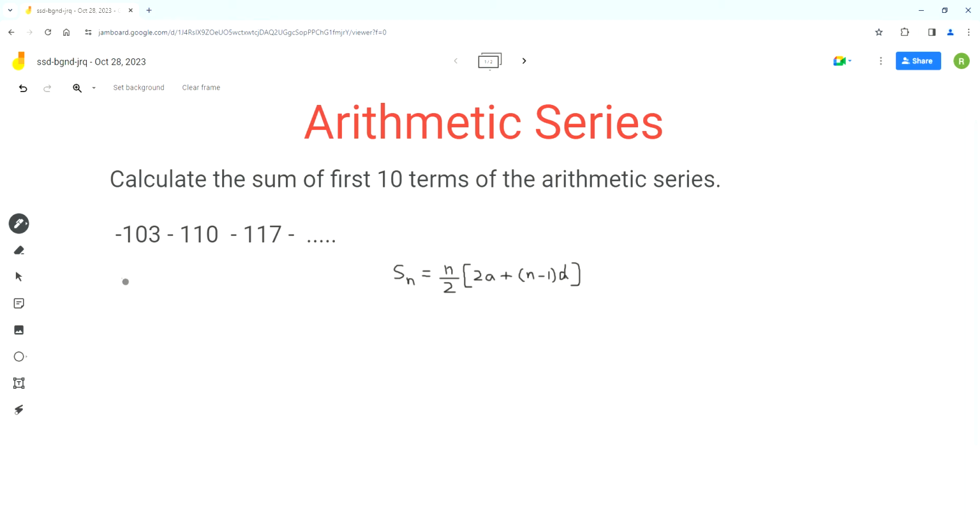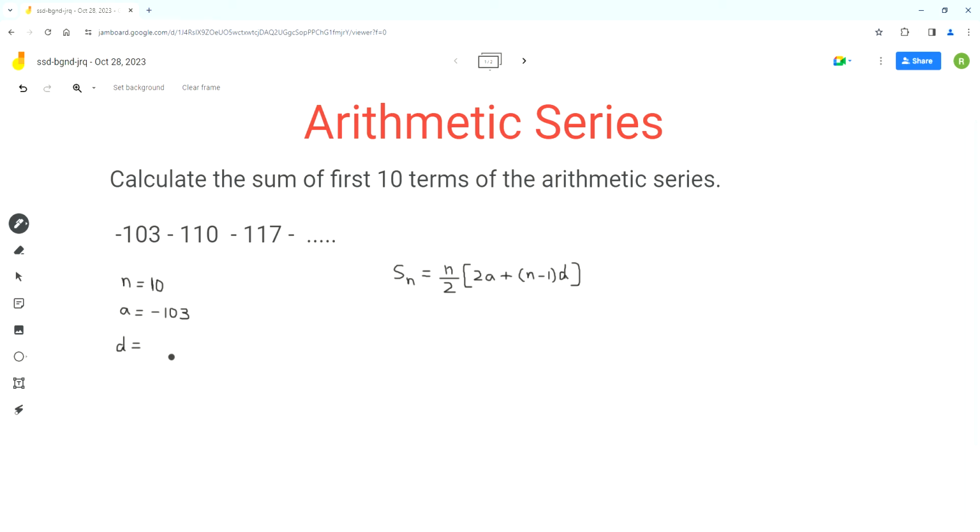The first is the n variable. n represents the number of terms being added. In this case we are adding 10 terms, so n is equal to 10. The next variable is a. a is the first term in the arithmetic series, and in this case it's negative 103. And d represents the common difference.